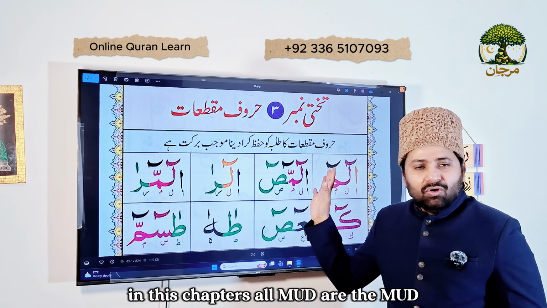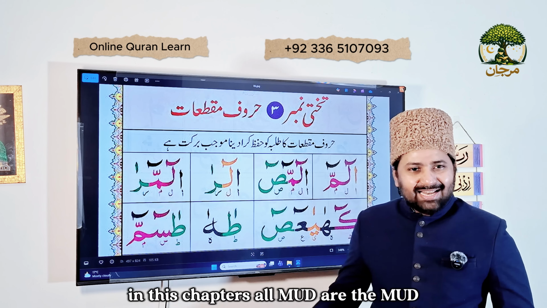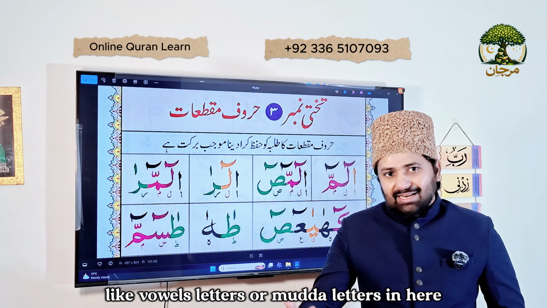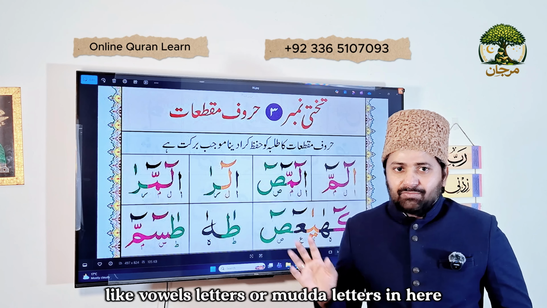In these chapters, all mad are mad lazim or mad asli, which has a 2 second prolonged duration. Asl means root, like the vowel letters or madda letters here. So 2 seconds or 6 seconds. Let's start reading.